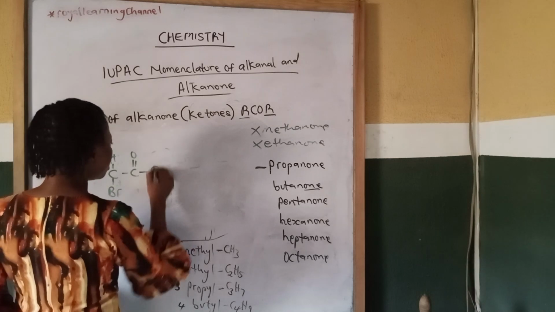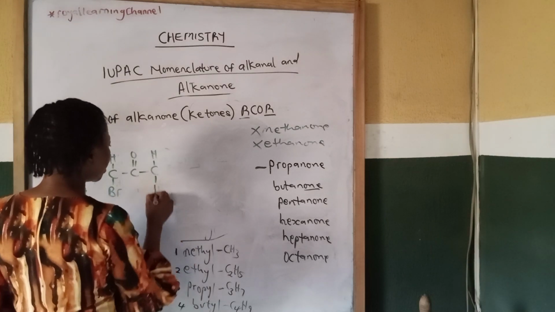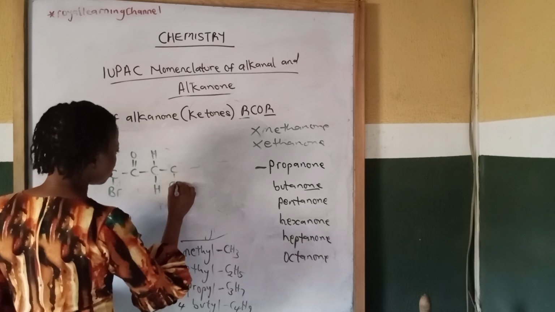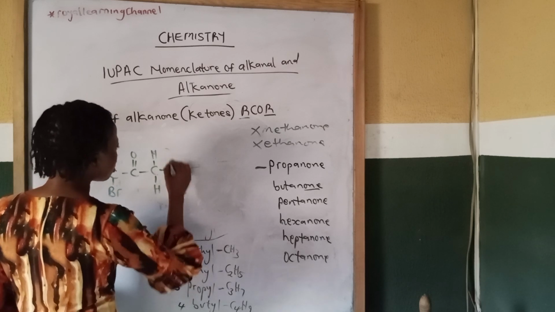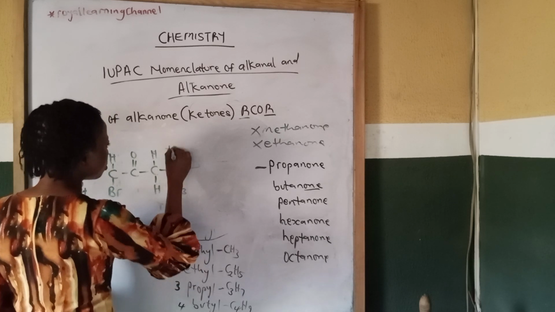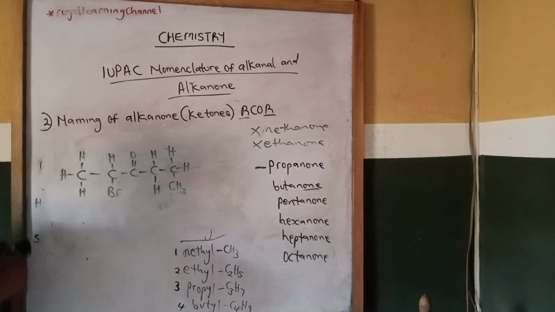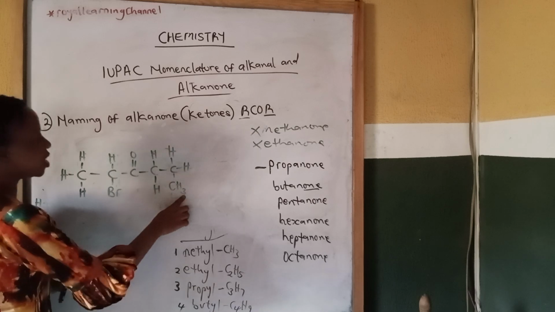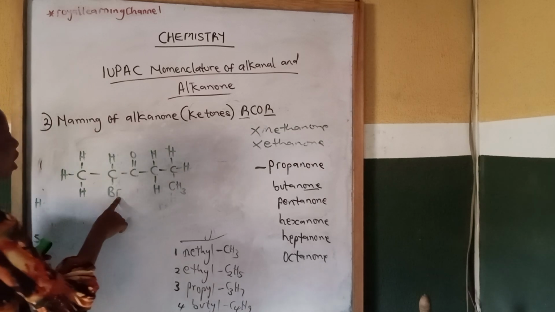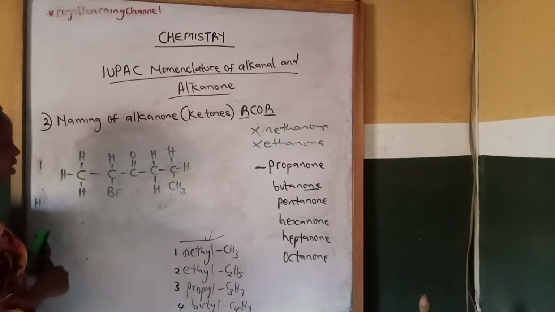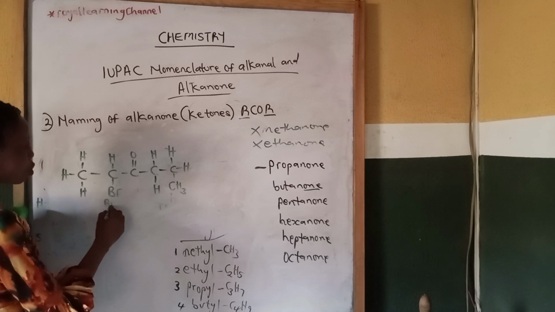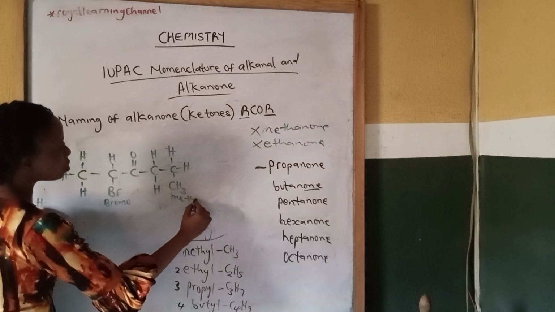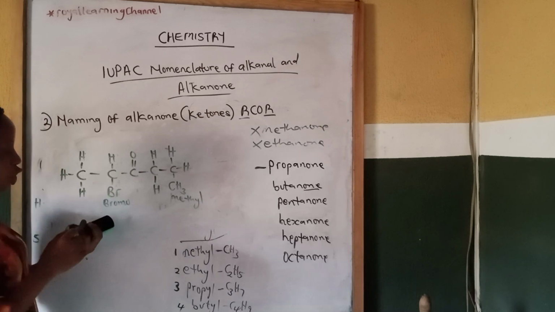So from this structure, we have both organic and inorganic substituents. CH3 is organic, while Br, which is bromine, is inorganic. Then the bromine we call bromo. Then CH3 is methyl.